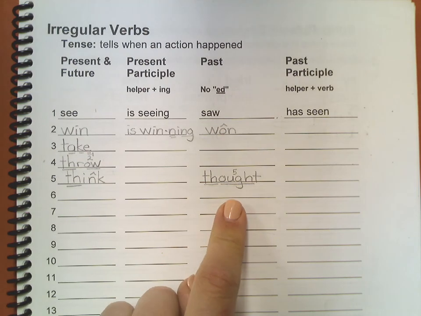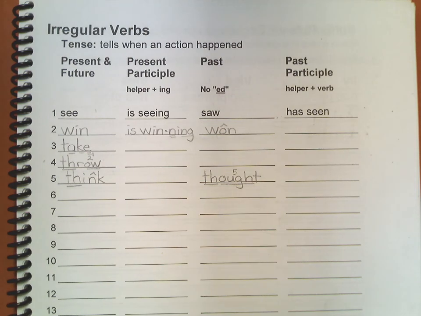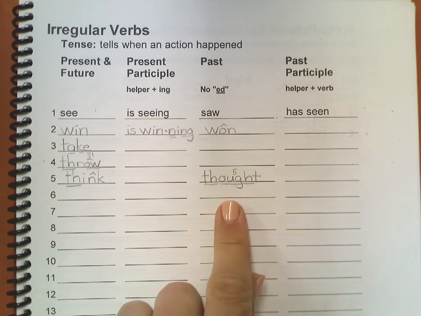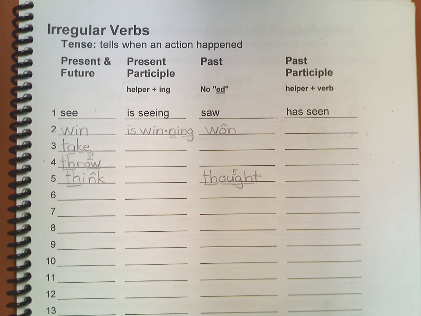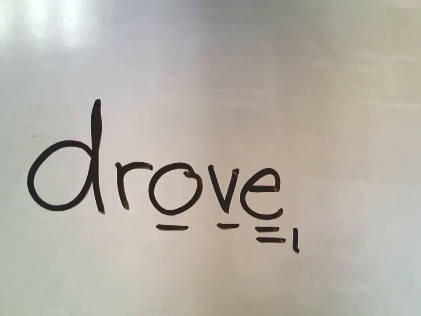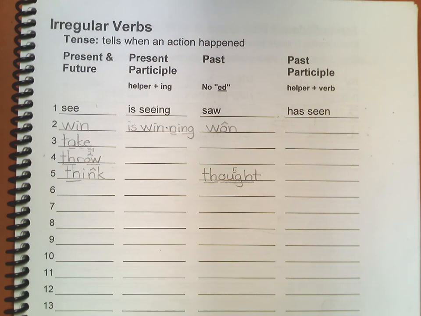All right, and then our past tense is irregular. So class, what's our past tense of drive? Good, it's drove. So go ahead and write and mark drove. All right, let's check it. Okay, great job.